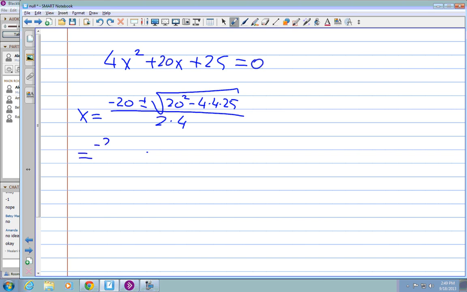So let's try to compute that. What is 20 squared? 400. And what is 4 times 4 times 25? 400, over 8. So 400 minus 400 is 0. So I have a square root of 0, so the whole square root really is irrelevant now.